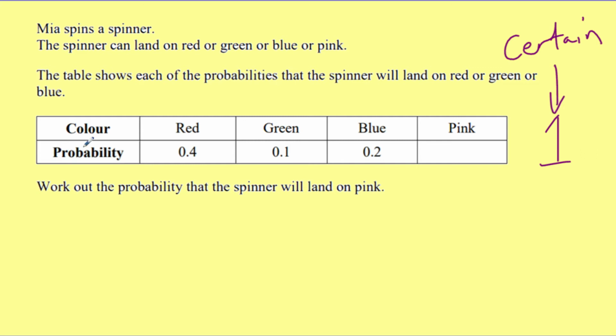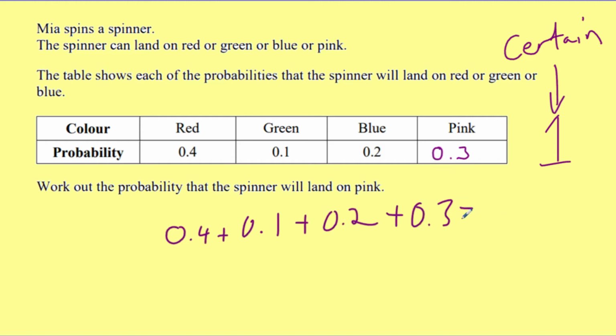Okay, so we've got 4 different colours here, red, green, blue, and pink. And the probability has to make 1. So here I've got 0.4, 0.1, 0.2. So that's 0.4, 0.5, 0.6, 0.7. So in order to get to 1, I'm going to have to add 0.3. Okay, so 0.4 plus 0.1 plus 0.2 plus 0.3 gives us 1.